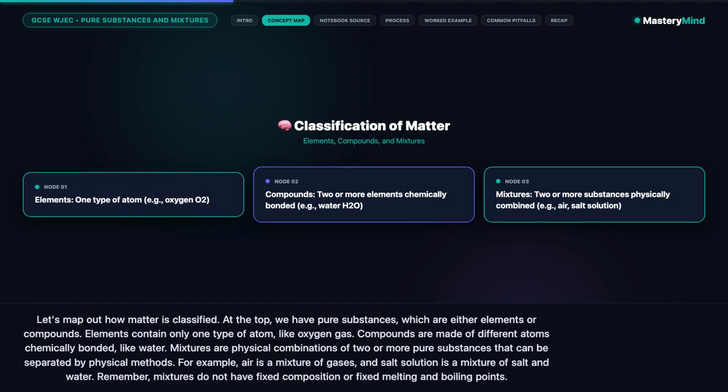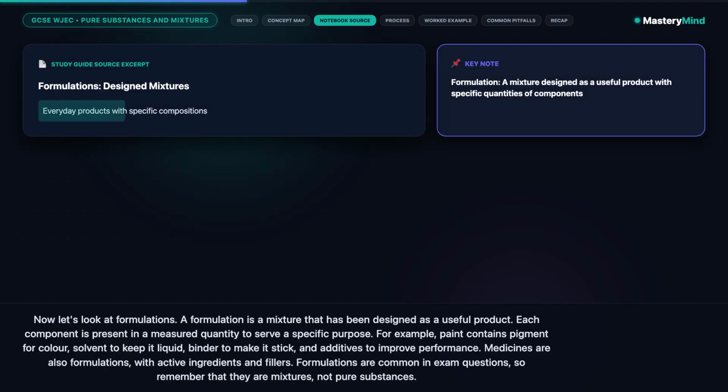Now let's look at formulations. A formulation is a mixture that has been designed as a useful product. Each component is present in a measured quantity to serve a specific purpose.